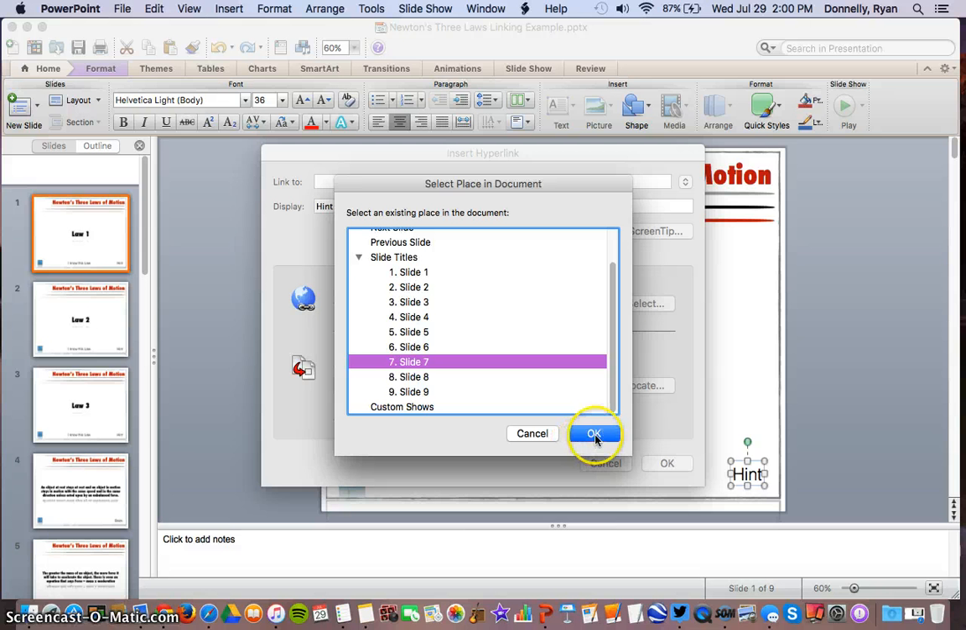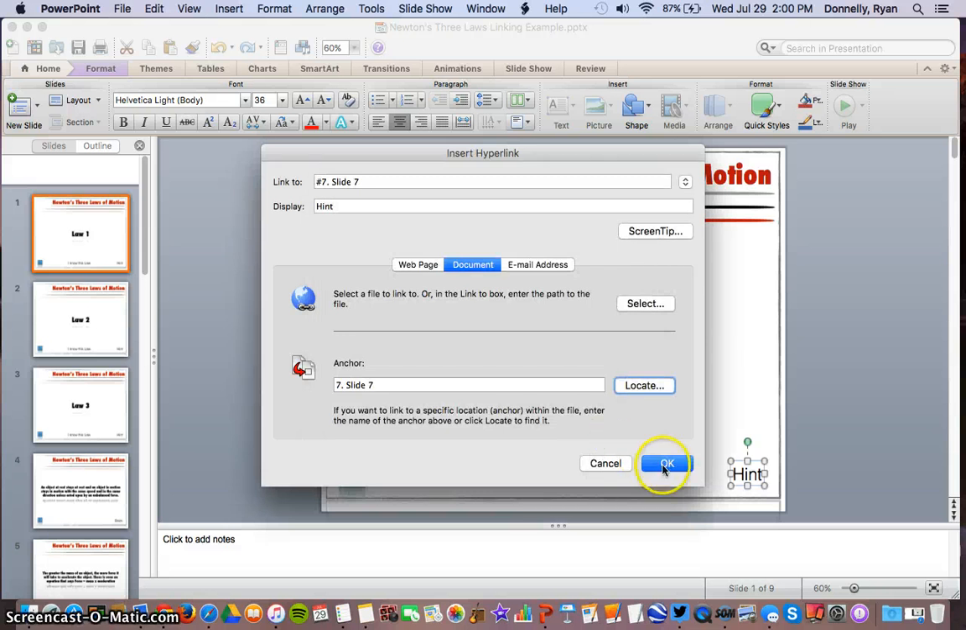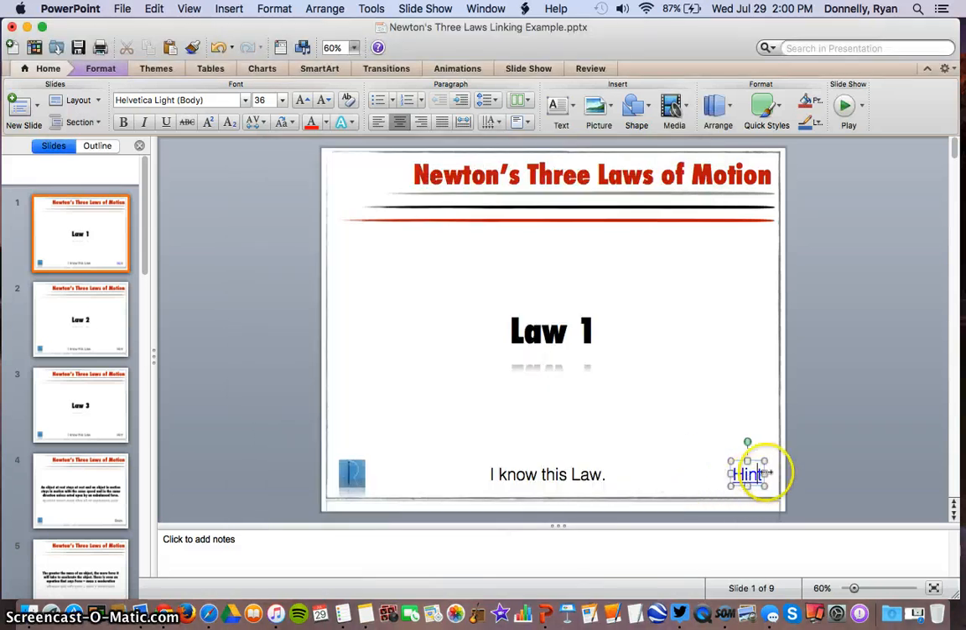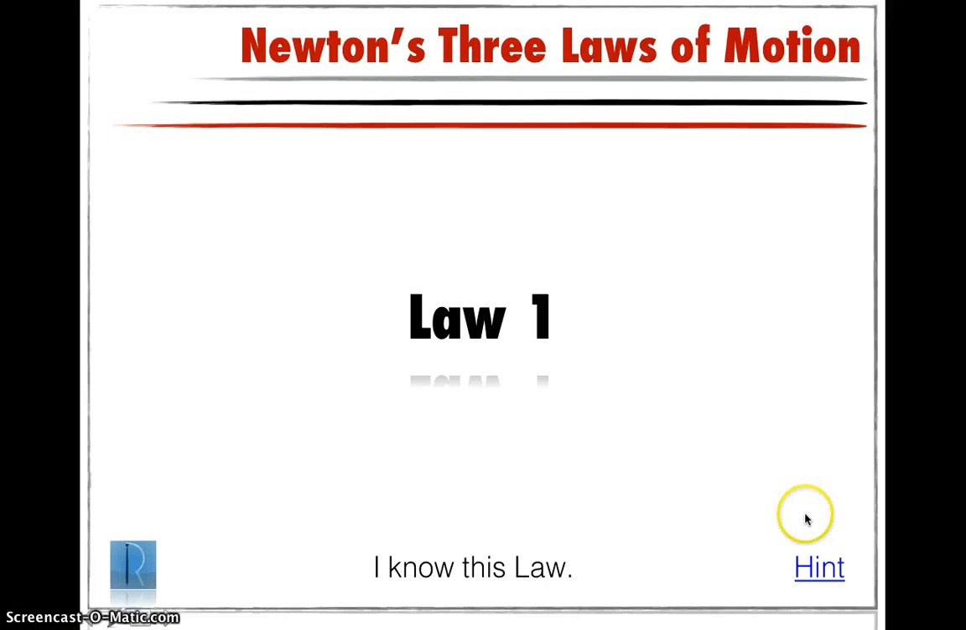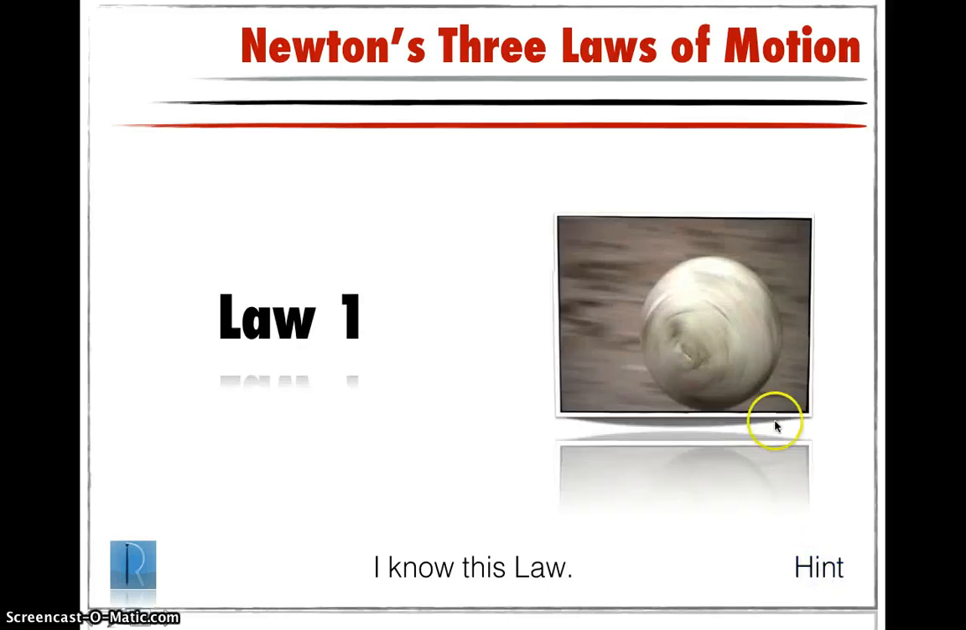So I'll highlight slide 7, press OK, and now you can see that's a hyperlink because it's turned this blue text. And if I play the presentation, I can go ahead and click that, and it'll go to that slide with the hint for Law 1.